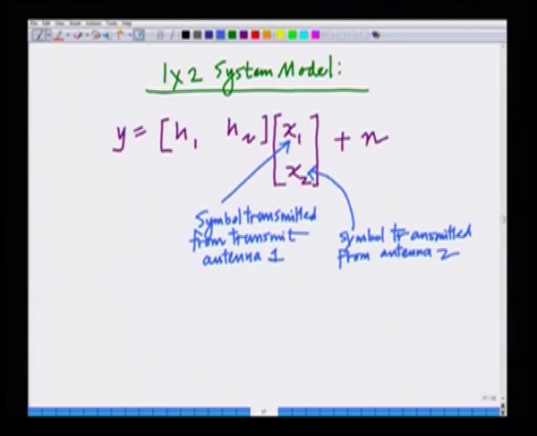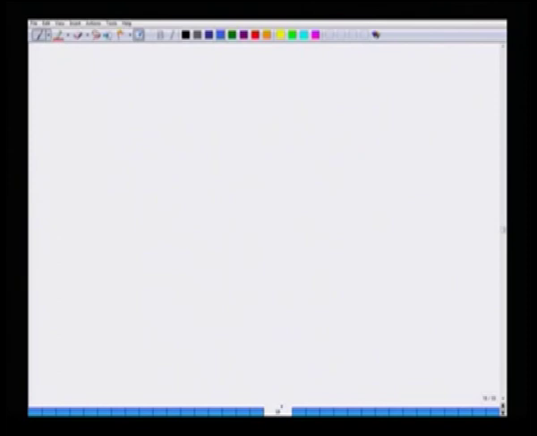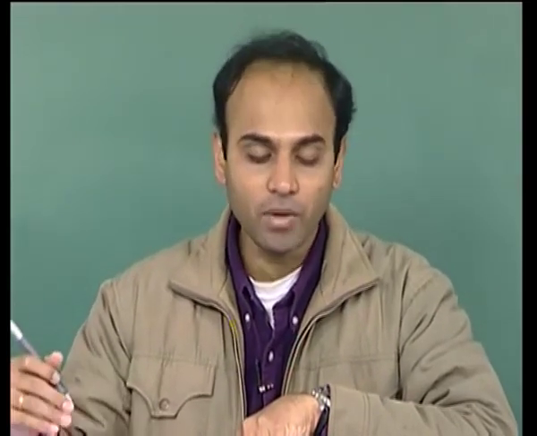Now, how do we do transmission in this case when we have two transmit antennas and one receive antenna? Let me illustrate a simple transmission scheme for a 1 cross 2 system to obtain diversity. First of all, the question we want to ask is, in this system is it possible to obtain diversity? Remember, when we have multiple receive antennas and a single transmit antenna, we could obtain a diversity gain. Is the same thing possible when you have multiple transmit antennas and a single receive antenna? Can we still obtain diversity gain?